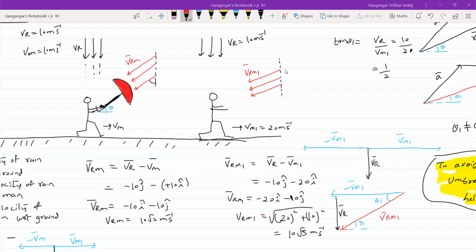I'll write it down. So earlier, how much was the angle? The theta was 30 degrees, no? Here, this theta was 45 degrees. Now what happened? Theta 1 is 26. So should you tilt more towards him or away from him? Should you tilt less away from him, or should you tilt more away from him? So this will be the stick of the umbrella. More, sir. You should tilt more.